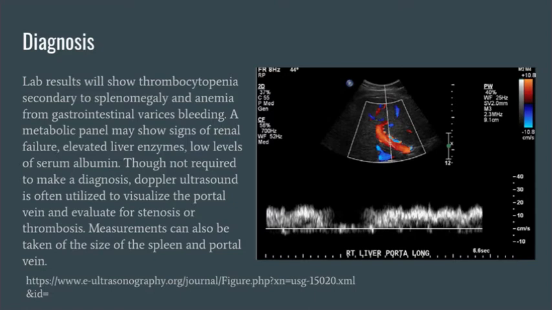How is it diagnosed? So, lab results will show thrombocytopenia secondary to splenomegaly and anemia from gastrointestinal varices bleeding. A metabolic panel may show signs of renal failure, elevated liver enzymes, low levels of serum albumin. Though not required to make a diagnosis, Doppler ultrasound is often utilized to visualize the portal vein and evaluate for stenosis or thrombosis. Measurements can also be taken of the size of the spleen and the portal vein.